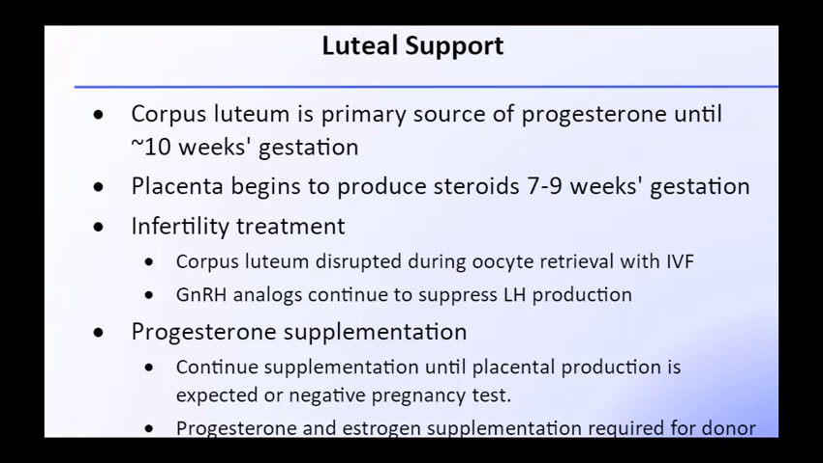Thus, pregnancies conceived with ART require support with daily progesterone supplementation until approximately 10 weeks gestation. Supplementation is continued until placental production is expected. Because recipients of oocyte donation and those undergoing frozen embryo transfer cycles do not have a corpus luteum, they may require extended supplementation of both progesterone and estrogen until the placenta is fully competent.